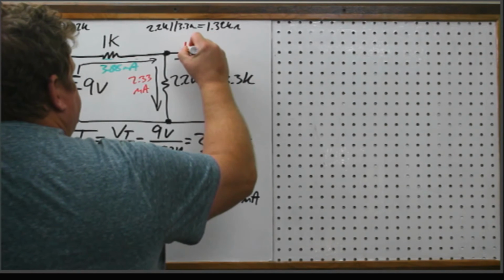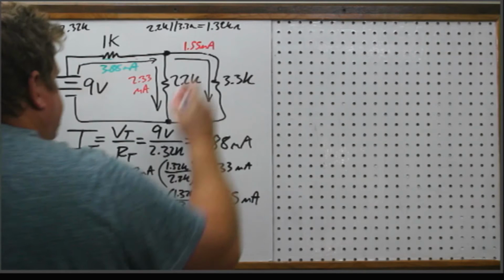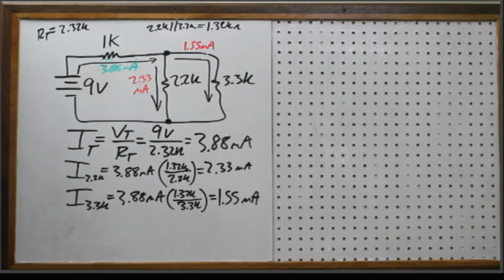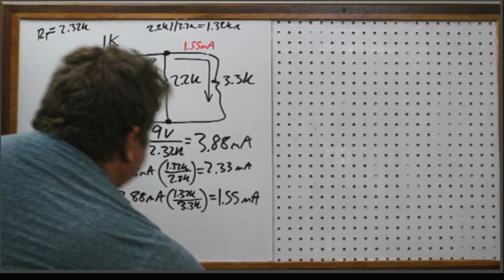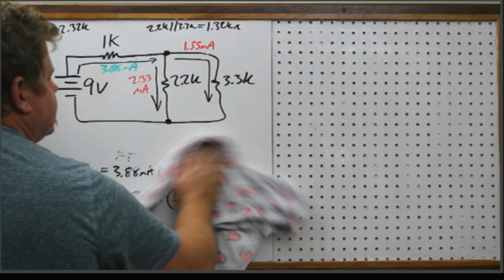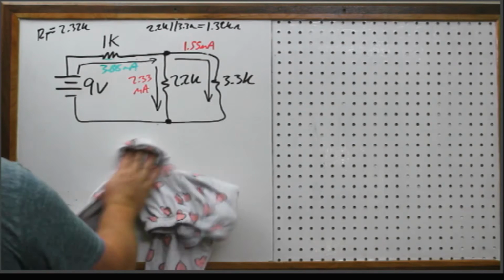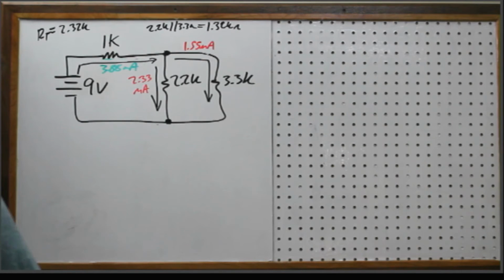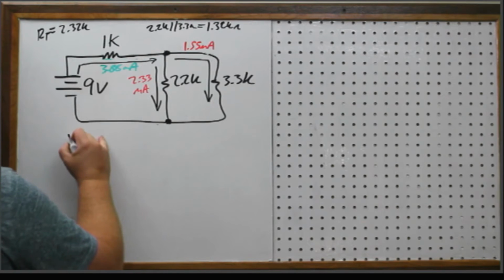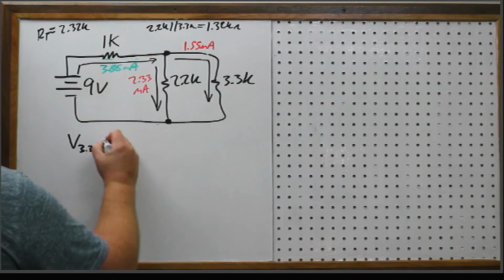So 1.55 milliamps, okay? Now that you have all of the currents, you can find all the voltages and you can find all of the powers, okay? So I'm going to get rid of this here because we have everything we need now. And we'll just choose one of the resistors, okay? If you know the current through a resistor and you know the resistance value, then you can find the voltage drop. So how about the voltage of the 3.3K?